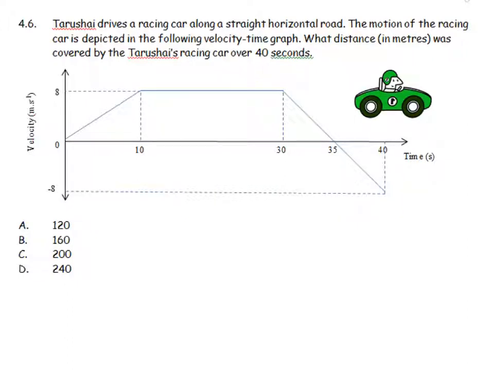Tarishay is driving a race car along a straight horizontal road. The motion of the racing car is depicted in the following velocity-time graph. What distance in meters was covered by the car in 40 seconds? Now, 40 seconds is the entire journey. Distance means that I am not going to subtract that triangle. I am going to add that triangle. Remember, if I have a velocity-time graph, by definition, my displacement or distance is going to be the area under the graph. So I need to start calculating some triangles and rectangles.